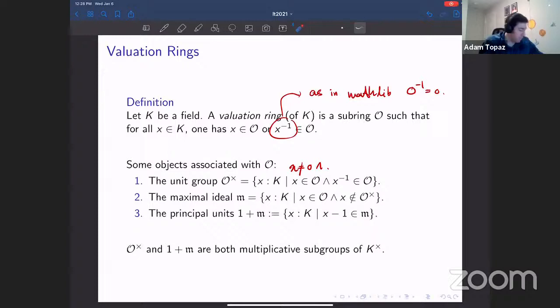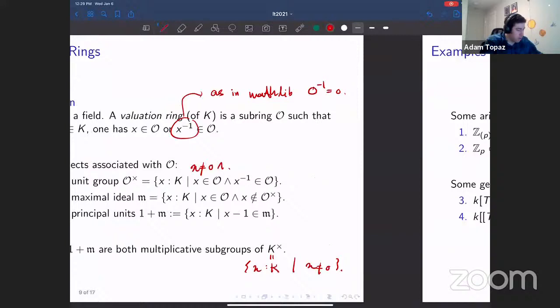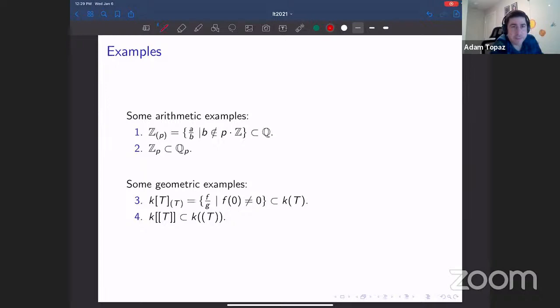Just a remark: both the units and principal units are multiplicative subgroups of the multiplicative group of the field. I didn't write this down, but this is standard notation for X in K where X is non-zero, and this is again a multiplicative group. Okay, so maybe some examples are in order. Here are some arithmetic examples and geometric examples. Everyone involved in Mathlib on Zulip has seen the recent work on the p-adics, so that's why I put number two here. The p-adic integers are a valuation ring inside of the p-adic numbers, Q_p. There's a non-completed version of this, which is the localization of the integers at the prime ideal generated by p.